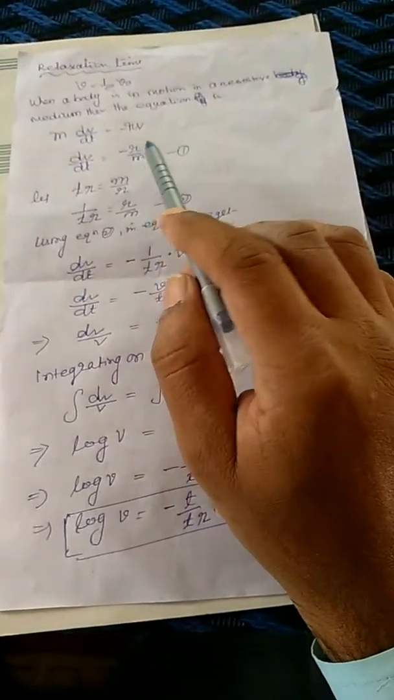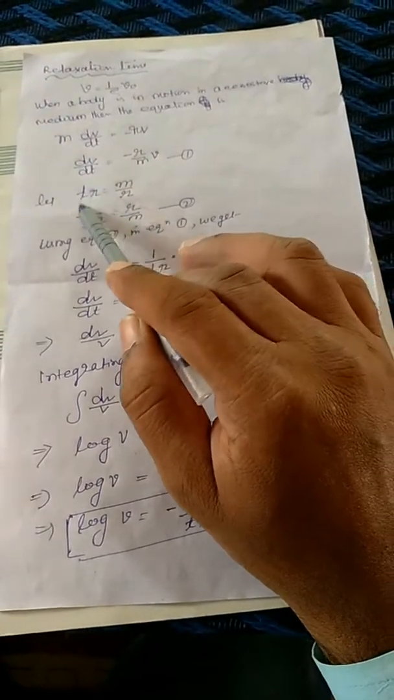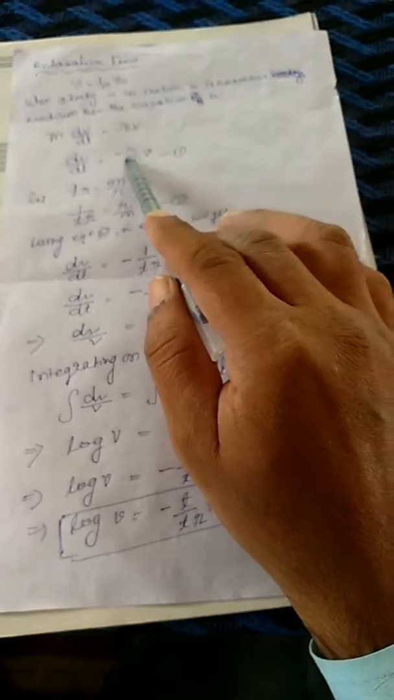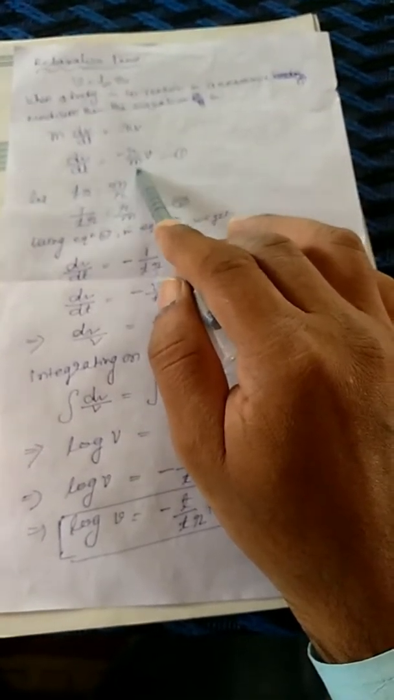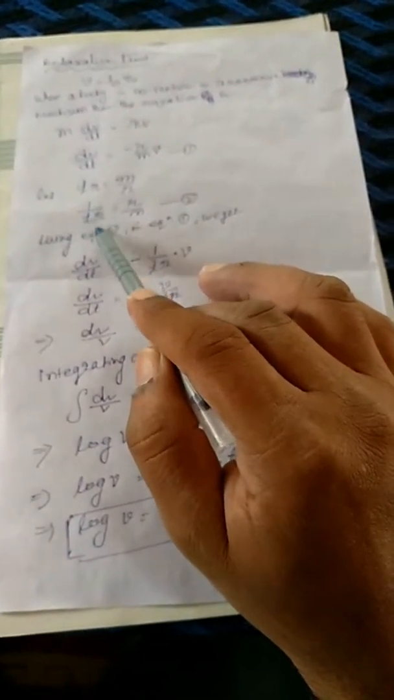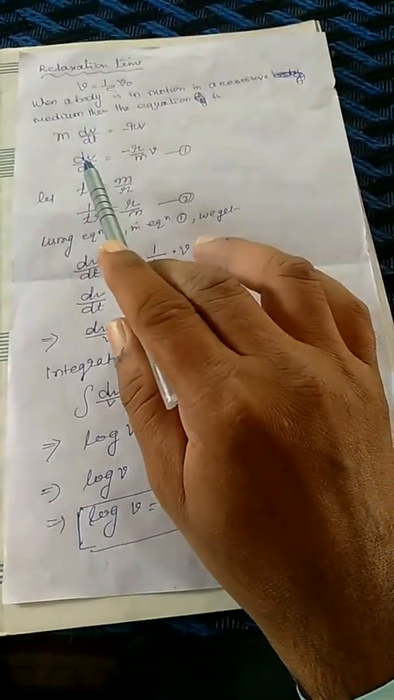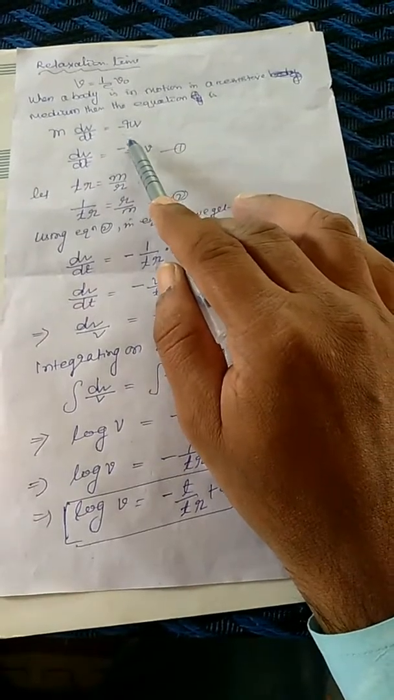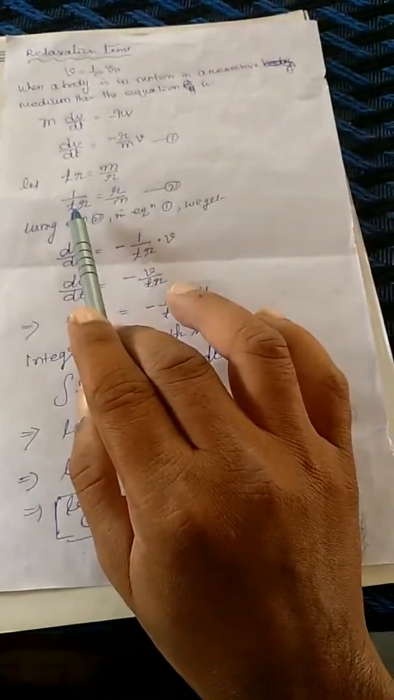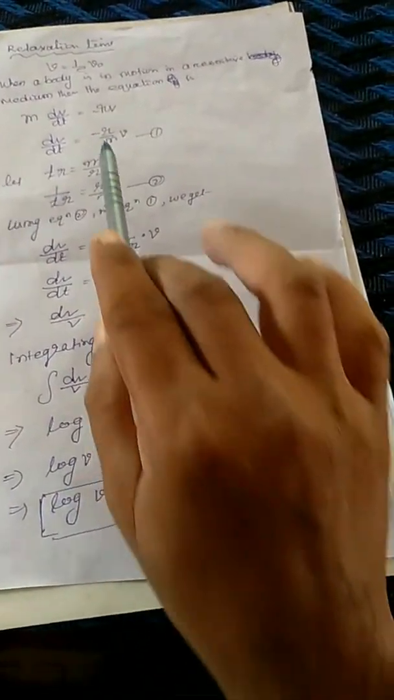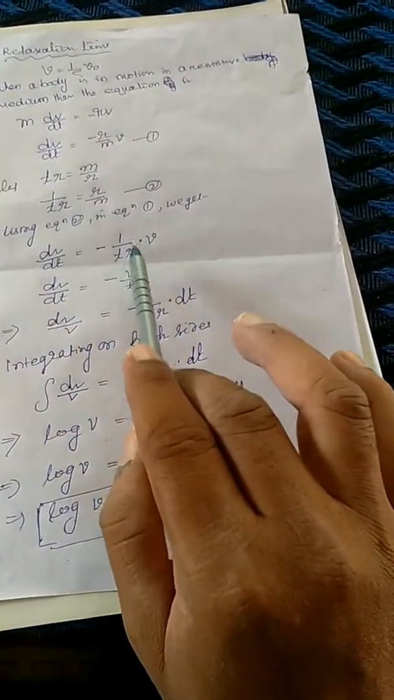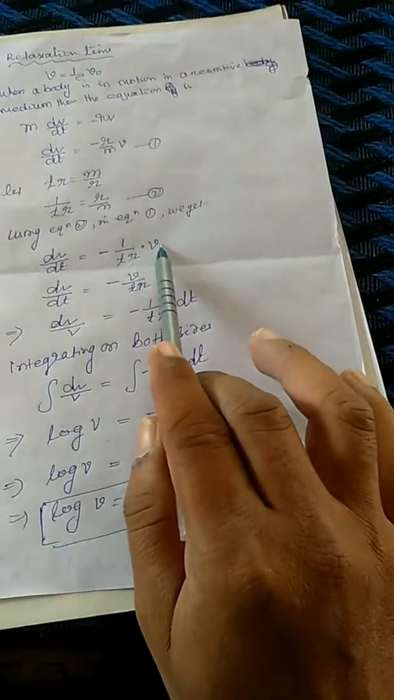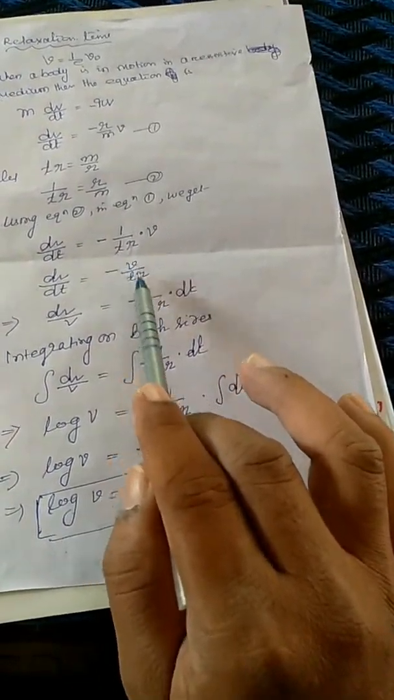Now think of M by R as taken to be TR. So the reciprocal of TR becomes R by M. In the place of R by M, we can put 1 by TR. So dV by dt is equal to minus 1 by TR into V.